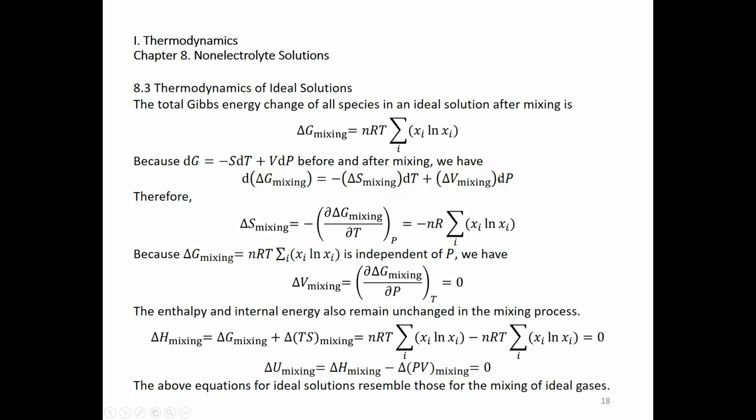Given this equation, if we hold pressure constant, dP is 0, and then delta S mixing is negative delta G mixing over delta T.